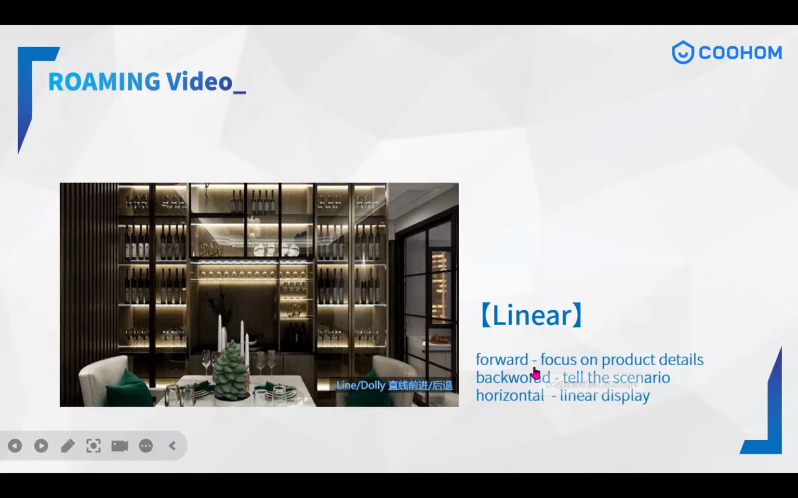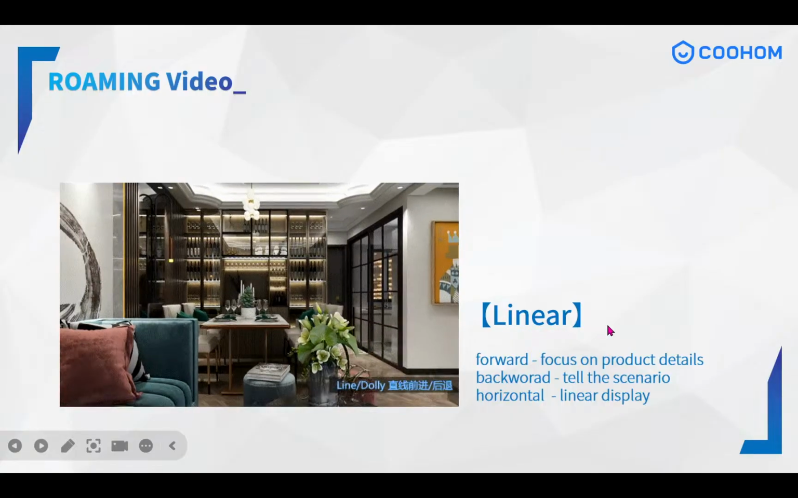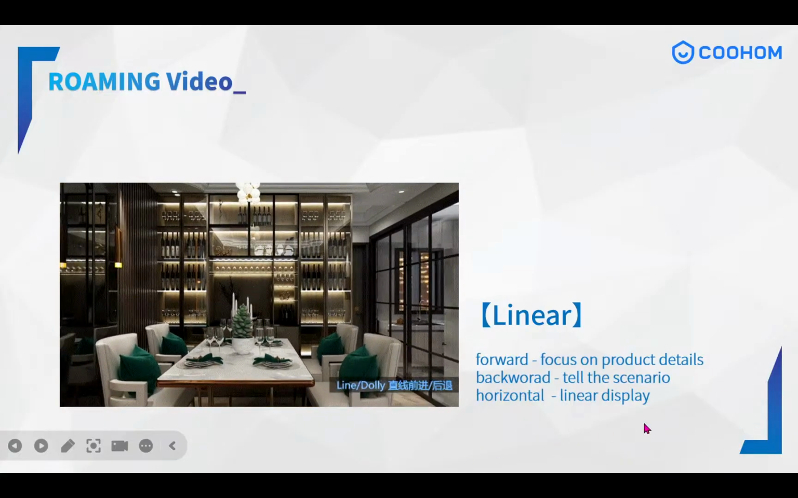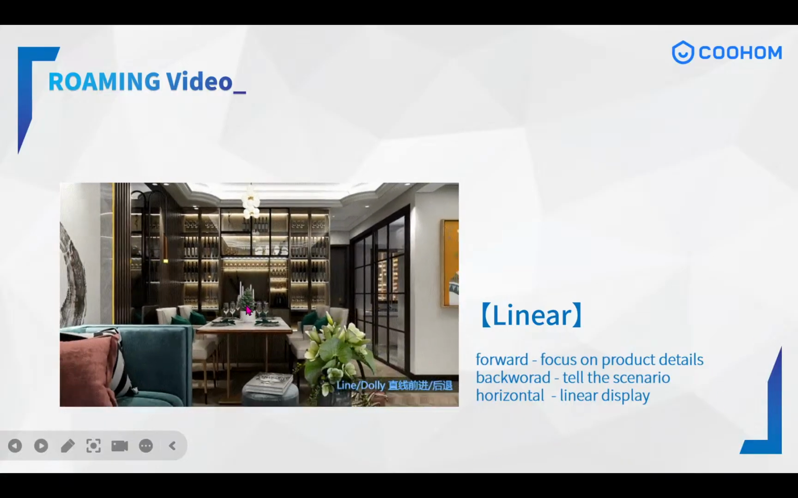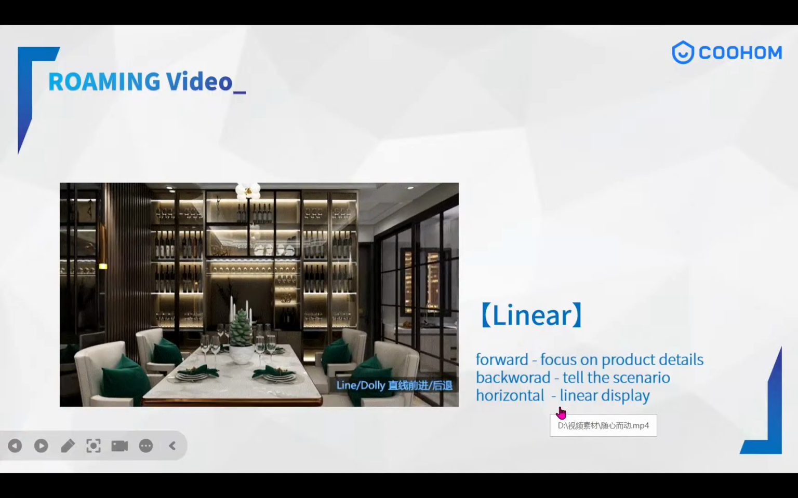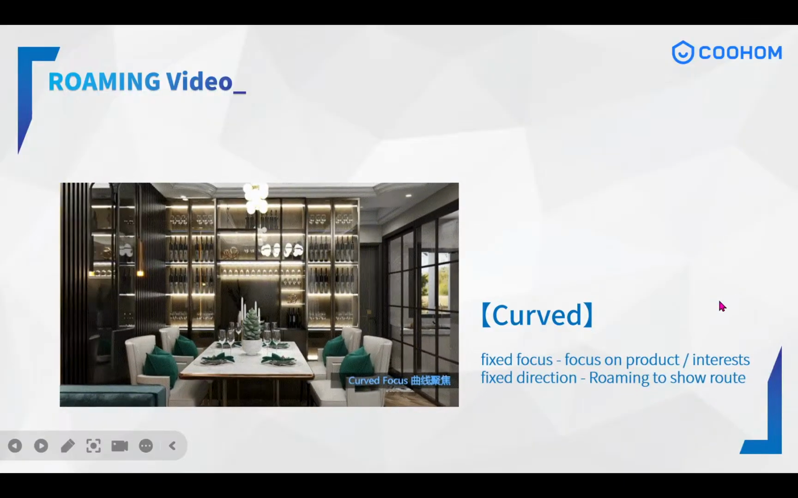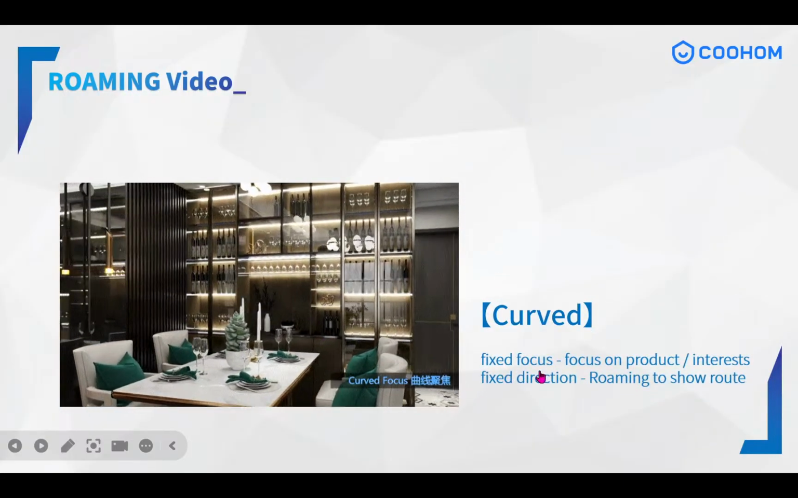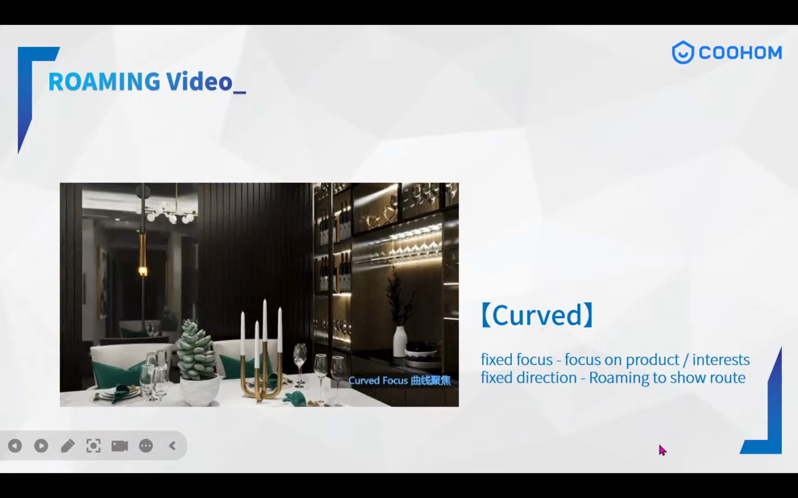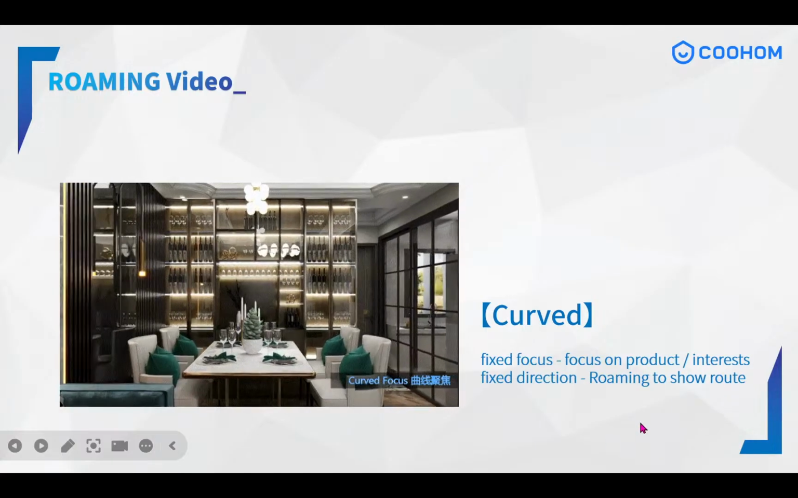So you can see here. This is forward or backward or horizontal moving for linear. Moving forward, it's focused on product detail. If you move backward, it tells the scenario from the product moving back to tell the entire scenario. And horizontal means the linear display. Just now we've seen that, right? And for the curve, curve means fixed focus. Focus on a certain product or design that interests you, and then fix the direction. Of course, roaming to show the routes.